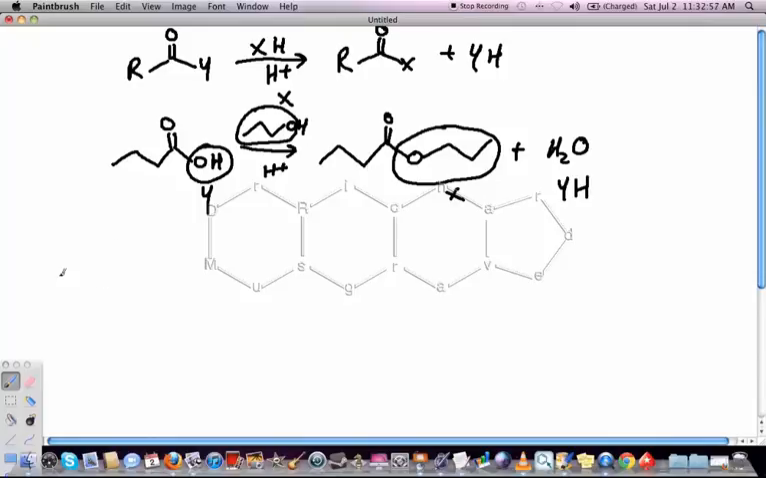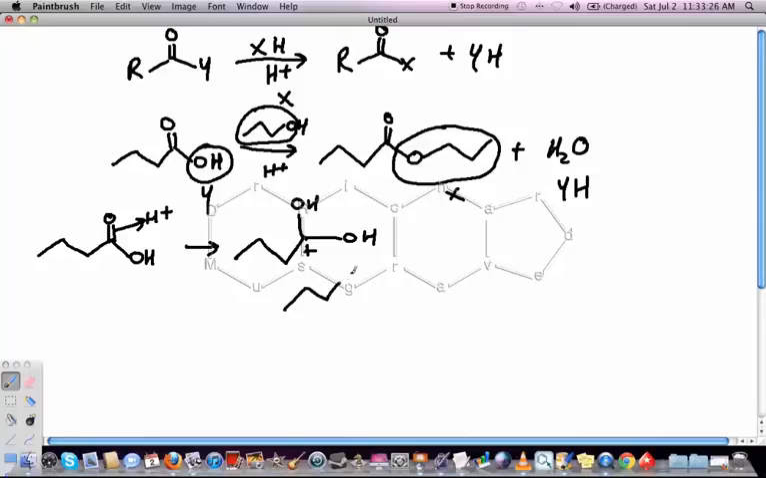Alright, let's take a look at how the mechanism goes. This is a classic positive mechanism. First step, the H+ attacks the C double bond O. Leaves a positive charge on the C. Alcohol comes in and attacks at the C+.